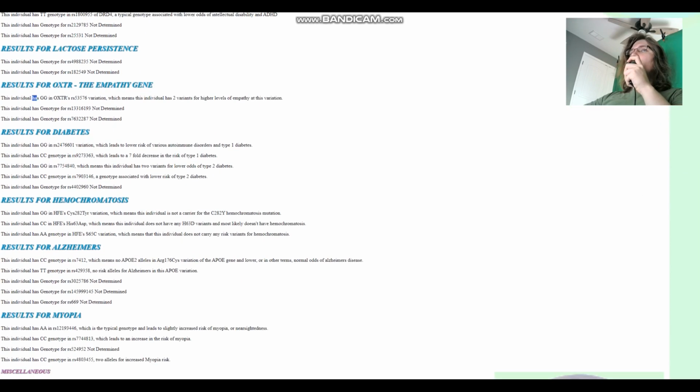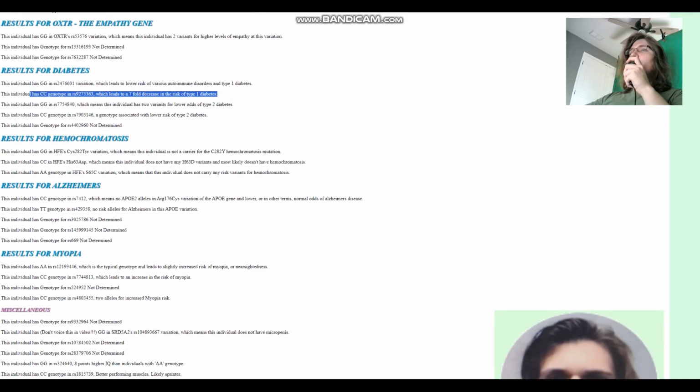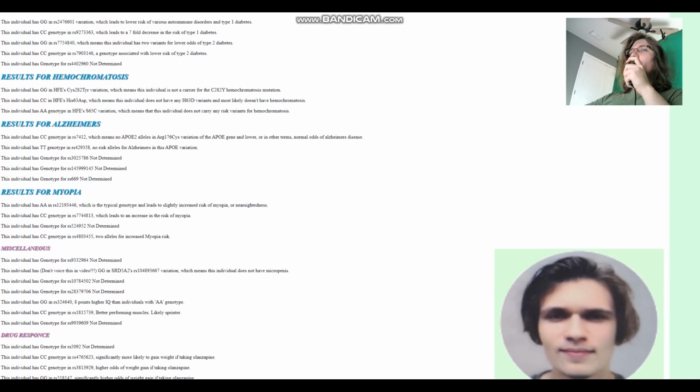She's got GG in this variation of OXTR, which means two variants for higher levels of empathy, not a sociopath. She's got CC here, which leads to sevenfold decrease in the risk of type 1 diabetes, does not have type 1 diabetes, does not have any of the hemochromatosis variants, okay, does not have hemochromatosis. And no risk alleles for Alzheimer's in the APOE gene, so doesn't have Alzheimer's.